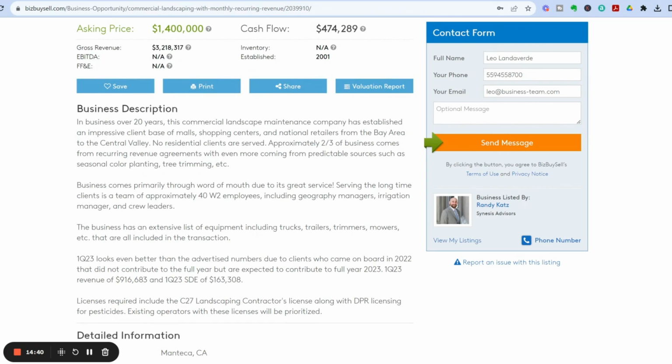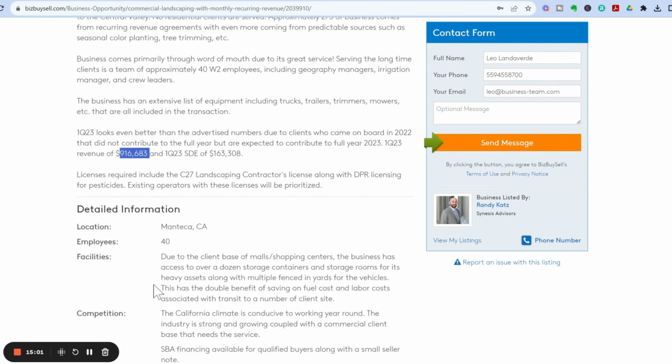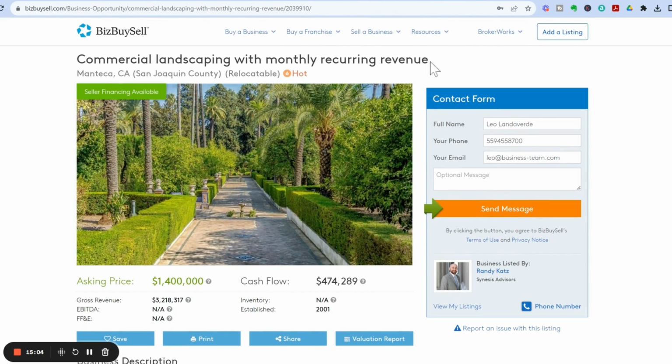Q1 23 looks even better than advertised. The clients who came on board in 2022 did not contribute to the full year. Q1 revenue of 960,000. That is awesome. Times 4, we're looking at about 3.67 million. This is definitely a business worth pursuing. Seller financing available. Okay, proceed with caution.